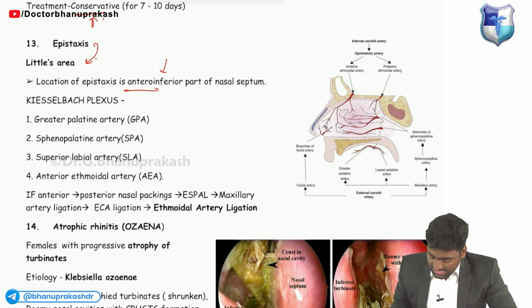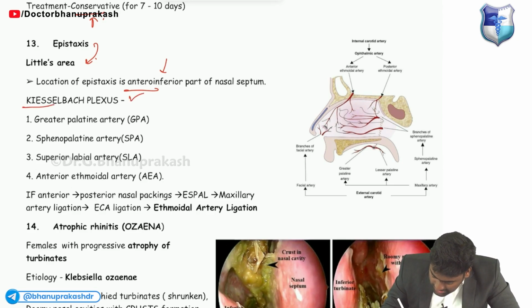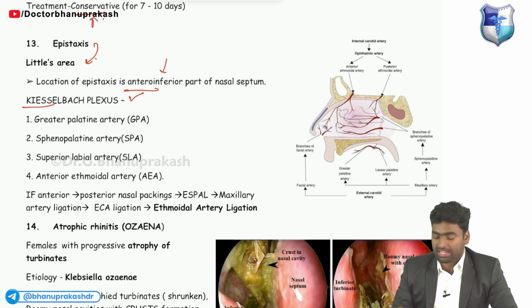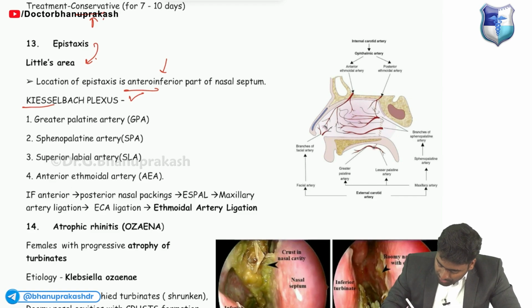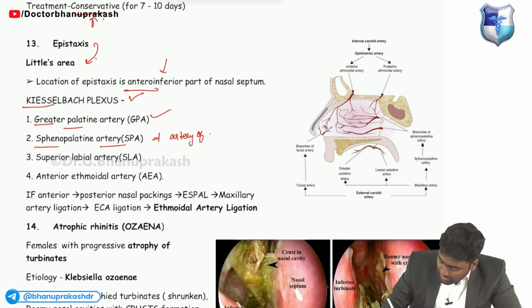And this will form a plexus which is known as what? Kiesselbach's plexus. It is known as Kiesselbach plexus. This Kiesselbach plexus will be having supply from the greater palatine artery, which is the artery of epistaxis, and then the superior labial artery and anterior ethmoidal artery.